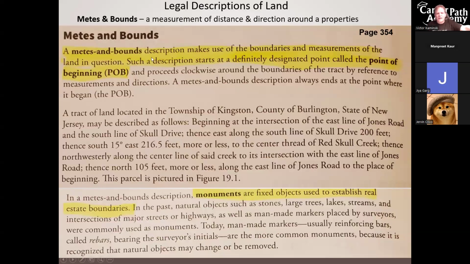So let's highlight metes and bounds and what a monument is. On page 354, and let me know when you got it, please. I'll also be showing you guys the example of a surveyor's write-up. I got it. All right.